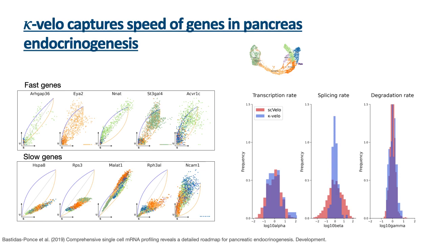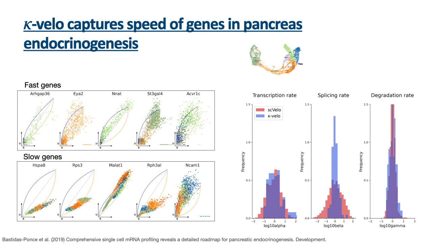Applying kappa-velo on the real dataset of pancreas endocrinogenesis, we can recover a set of fast and slow genes, and what we see is that fast genes are quickly active in part of the trajectory. In the example of NNAT in the middle, it's only upregulated in the beta cells. EYA2, for example, is up and downregulated in parts of the endocrine progenitor cells. In comparison, slow genes are slowly up or downregulated over the entire trajectory.